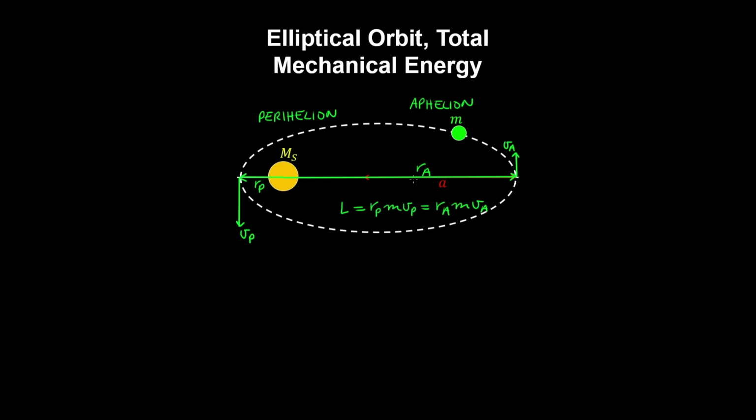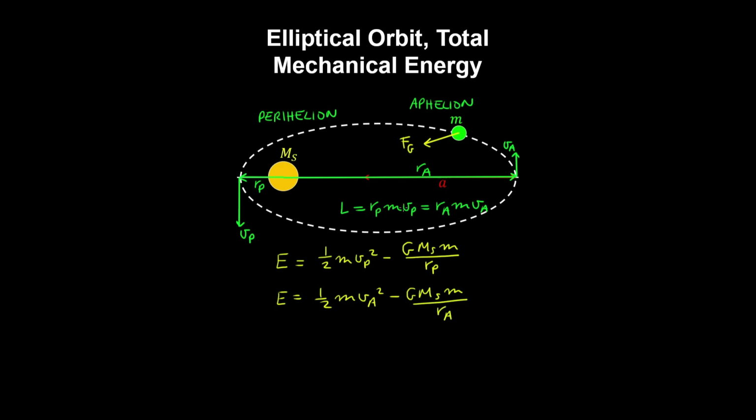And energy is conserved in an elliptical orbit because you only have one conservative force acting on the planet, being the gravitational force. So therefore the energy at perihelion is the sum of the kinetic and the potential energies, and this is the same as the energy at aphelion. And then from the conservation of angular momentum, we can substitute with the velocities into these expressions.